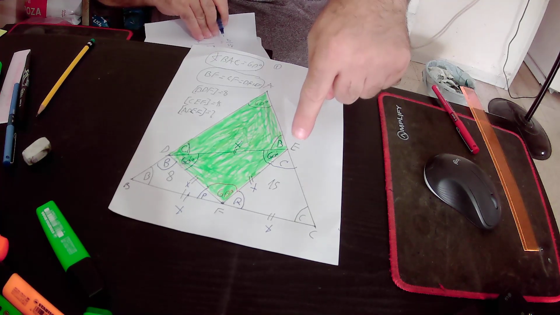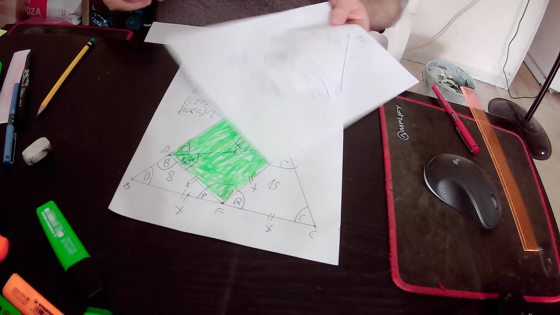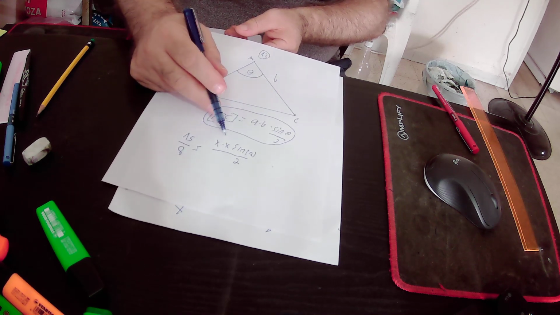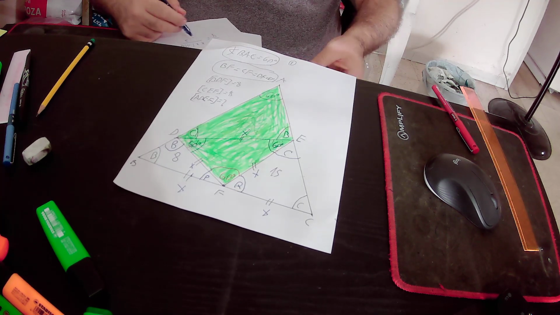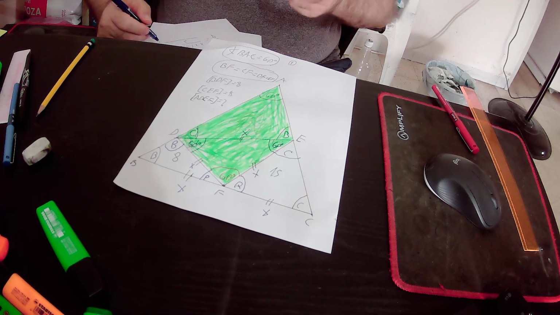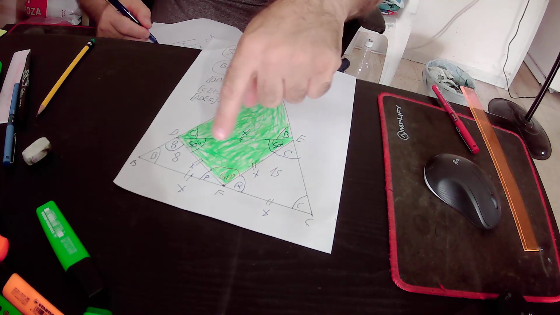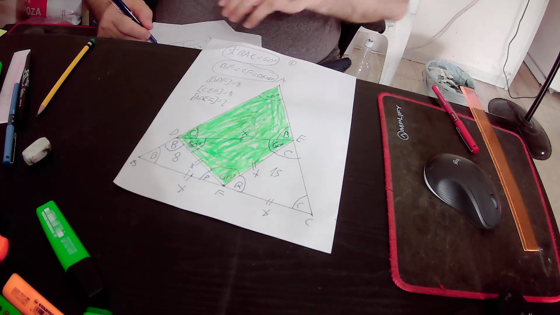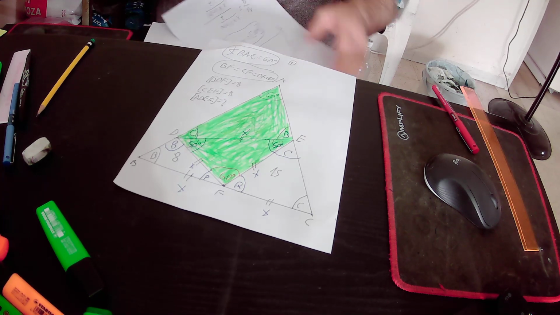And then again the area of triangle EFC equals x times sine q over 2. And the formula for the area of the small triangle will also be x times sine p over 2. Okay.